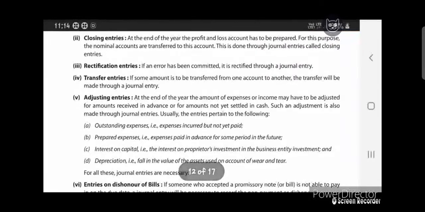Next, closing entries. At the end of the year, the profit and loss account has to be prepared to know what is the position of your company. For this purpose, the nominal accounts are transferred to this account, and this is done through journal entries. That is called closing entries.